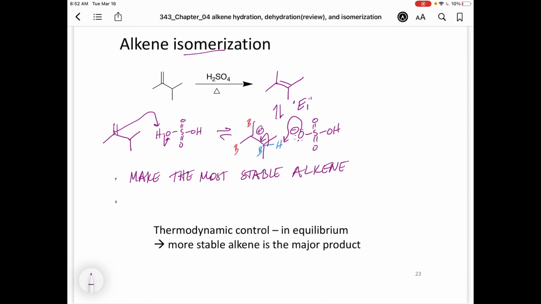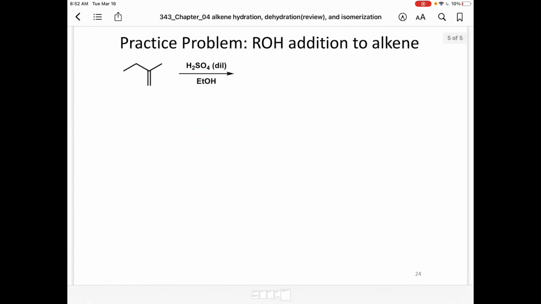This reaction is under thermodynamic control. Typically, you would heat this in order to get the most stable and most substituted alkene. Reactions that are in equilibrium are under thermodynamic control, and the most stable alkene is the major product. All right, let's now do a practice problem where we bring together some of these ideas. Here I've got ethanol in the presence of catalytic H2SO4. Now, so far in this video, we've only looked at water being added with H2SO4. So this looks like a new reaction, but we can walk through the steps that we already know.